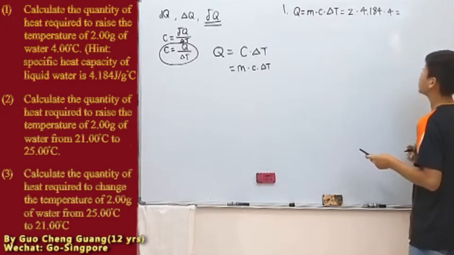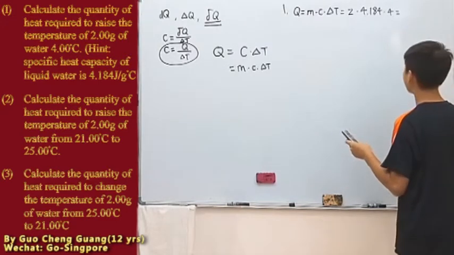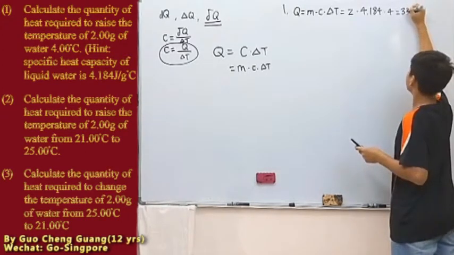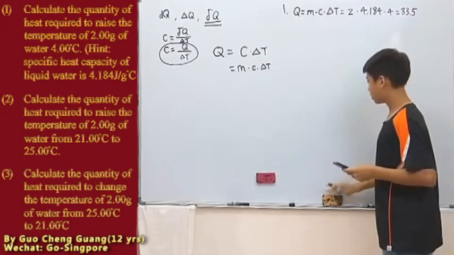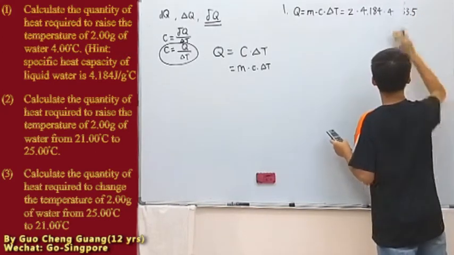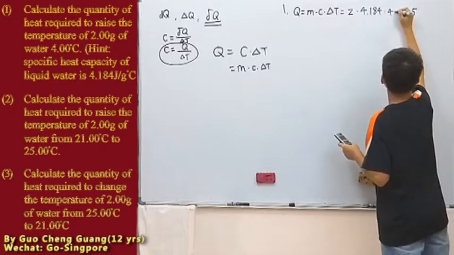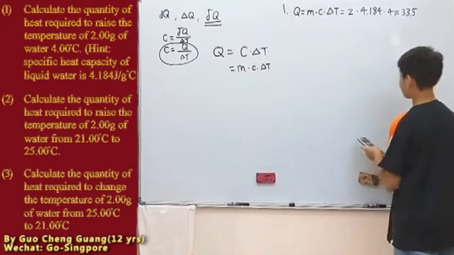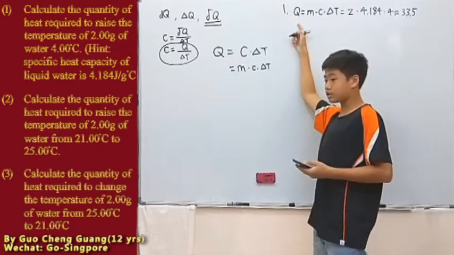So it seems like here we'll get 33.472. You can just round it off to 33.5, or you can just put this as an approximate sign. Okay, like this. But wait, this is heat energy.